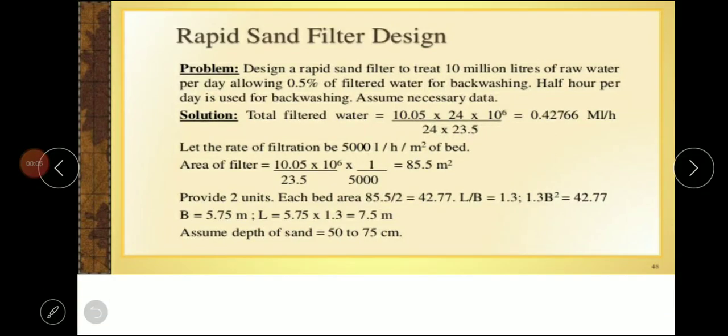Through this video, I am going to solve one problem on rapid sand filter, the design of rapid sand filter. The statement of the problem is like this. Design a rapid sand filter to treat 10 million liters of raw water per day, allowing 0.5 percentage of filtered water for backwashing. Half hour per day is used for backwashing.